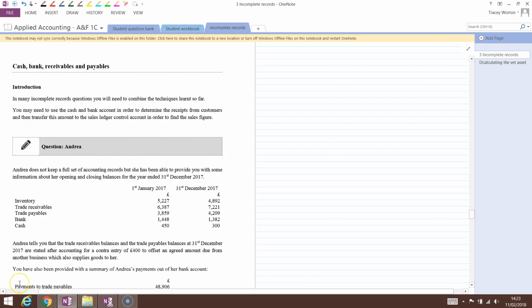£4,500. However, in many of the incomplete records questions that you'll come across, you will need to combine the various techniques that we've looked at so far. So you might also need to use a cash and bank account in order to determine the receipts from customers and transfer this amount into the sales ledger control account in order then to find the sales figure. Similarly, you may have to calculate information from a cash or bank that looks at the purchases.